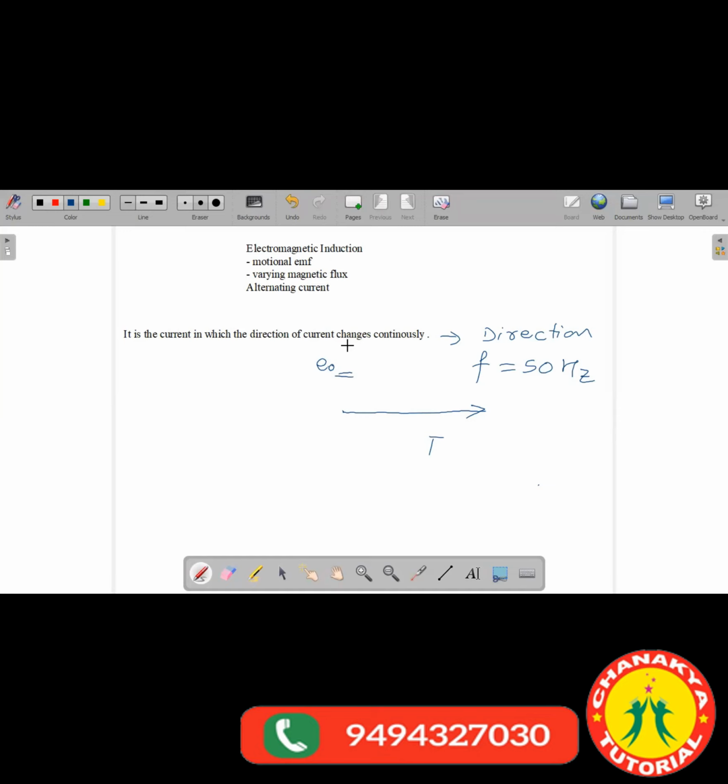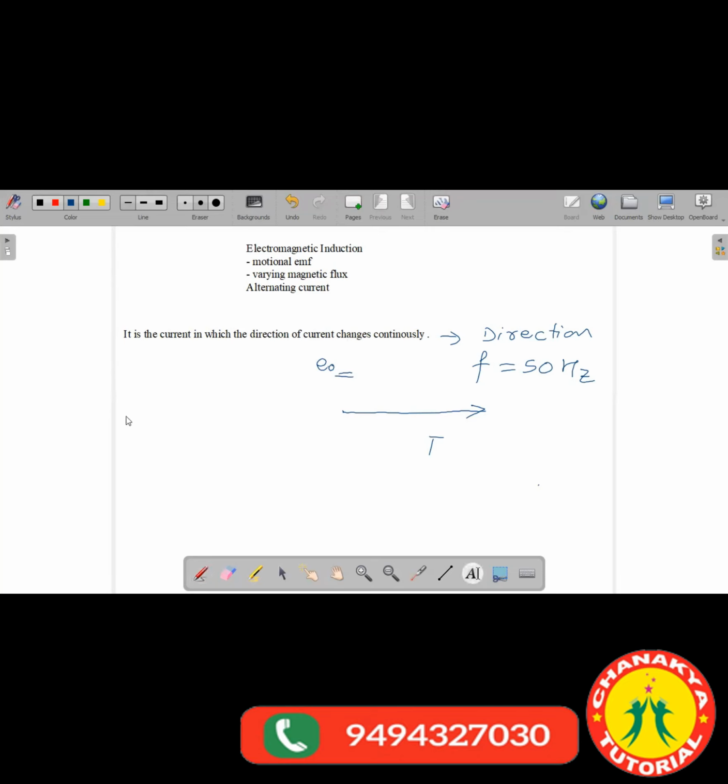Can anyone suggest a reason why we cannot use DC for power transmission? Can we use DC current for power transmission? No, sir, we cannot. Why can't we? Sir, DC current is only unidirectional. So what are the losses that we will have? The current gets lost because it cannot travel a longer distance.